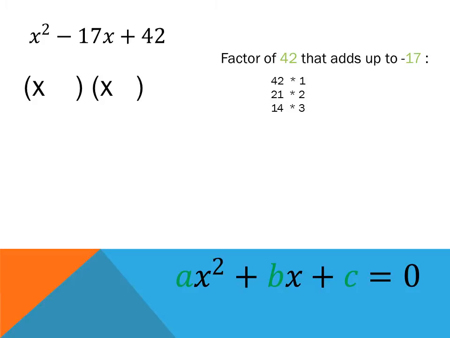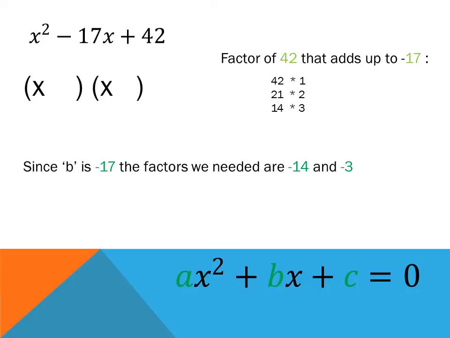14 plus 3 is 17, but since our b constant is negative 17, the factors we needed are negative 14 and negative 3. So that's our final answer.